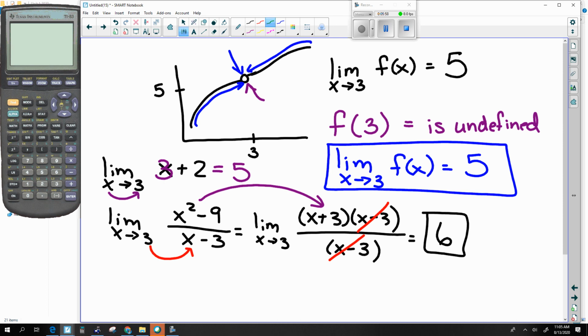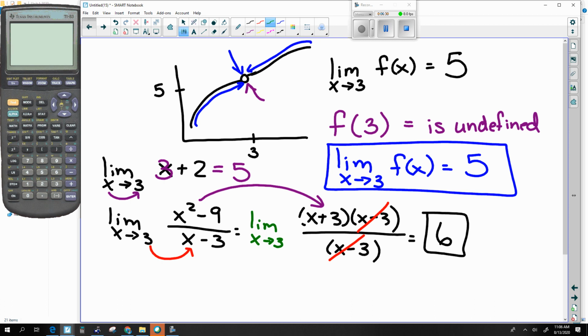Also, you physically have to keep writing down the limit as x goes to 3, or whatever the limit is, until you physically do that substitution. So if I saw the problem like this, it would be wrong. This is incorrect, because you physically have to write the limit as x goes to 3 until you physically make that substitution.